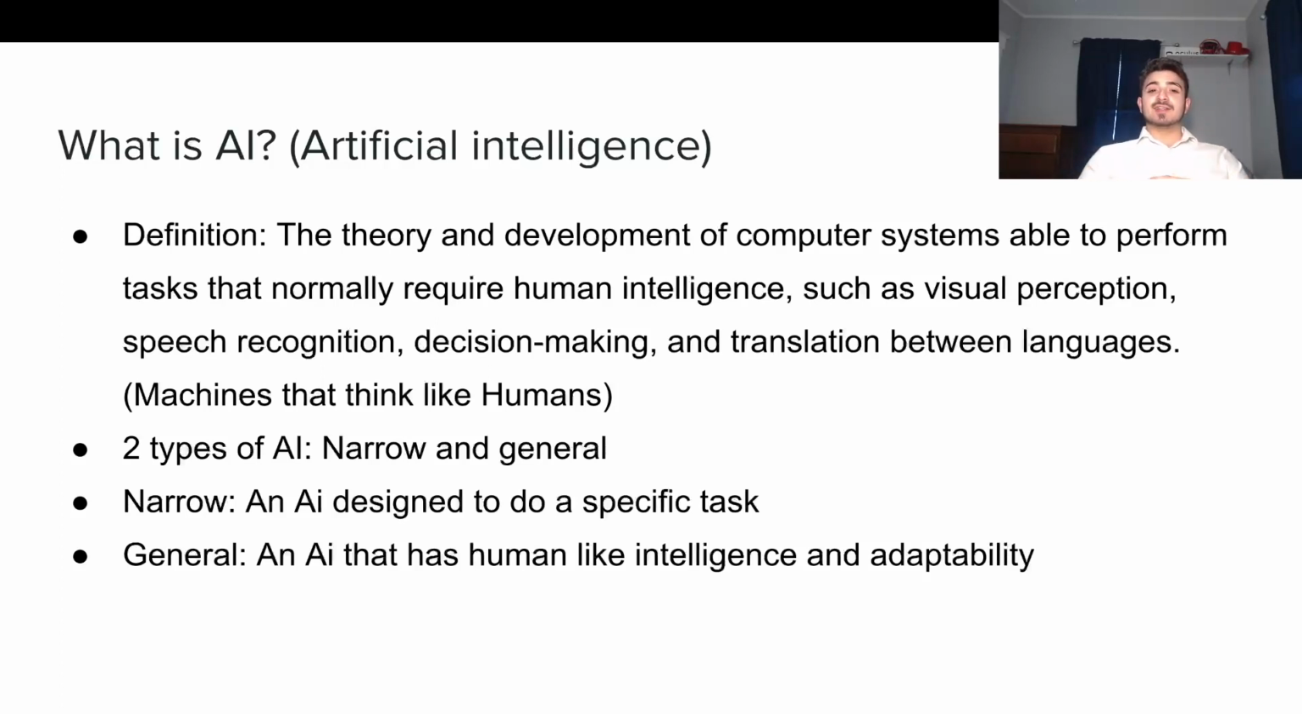But the actual definition is the theory and development of computer systems able to perform tasks that normally require human intelligence, such as visual perception, speech recognition, decision making, and translation between languages. It's kind of like they want machines to think like humans.